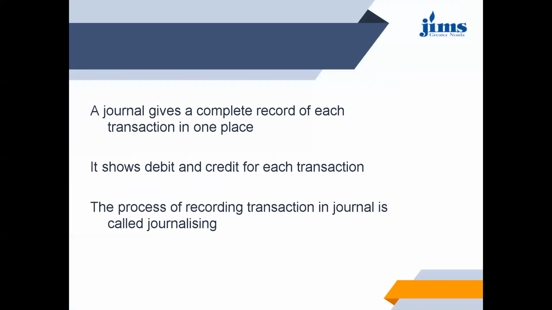So, now we'll start with the journal. A journal is that book of accounts where the accounting entries are recorded for the very first time. So a journal gives a complete record of each transaction in one place. The transaction is recorded in chronological order and as per the rules that we have just discussed, depending on the personal, nominal or real account. It shows the debit and credit balance of each transaction. And the process of recording the transaction in the books of journal is known as journalizing.